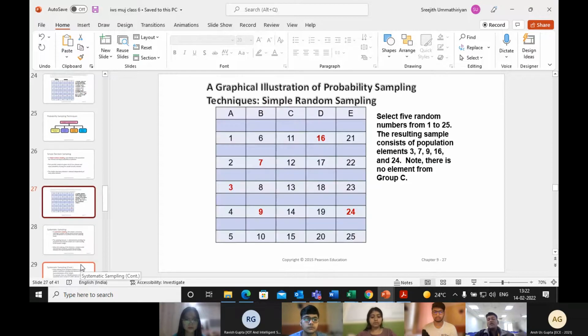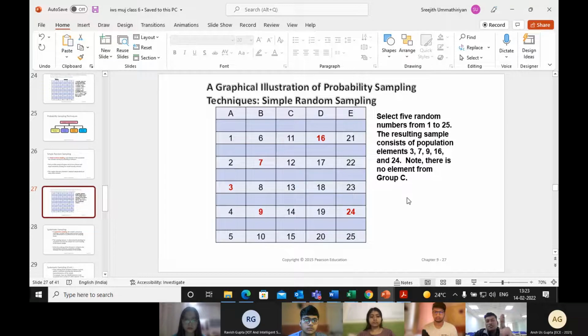Now, how is this done? A graphical illustration of this: select 5 numbers from 1 to 25. The resulting sample consists of population elements 3, 7, 9, 16, and 24. So these are 25 random people, and you have randomly picked numbers, and those happen to be 3, 7, 9, 16, and 24. What they're trying to say is there is no element from group C.